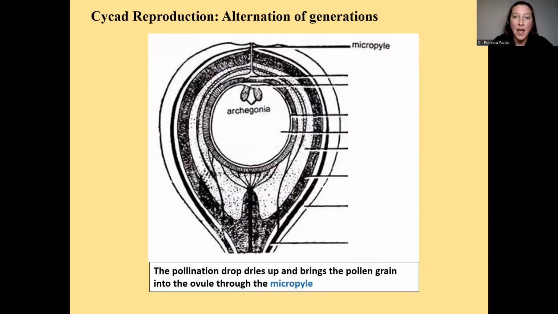Okay, so here you go. Remember, this is where the pollination drop would have come out, this micropyle. So here, I'm going to use the same color I used before. The pollination drop would have been coming out of here. Pollen grains landed on the pollination drop. And then eventually the pollination drop's going to dry up and go back into the ovule, and that's going to bring the pollen grains with it. See, that's what it says on the bottom.